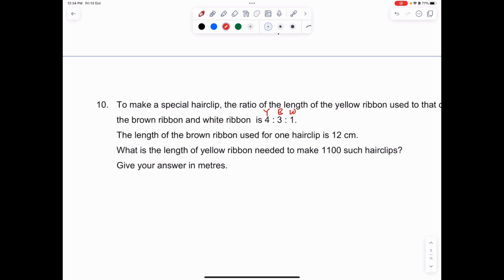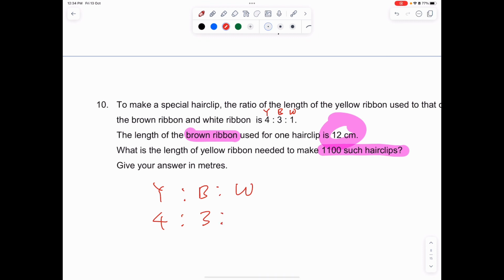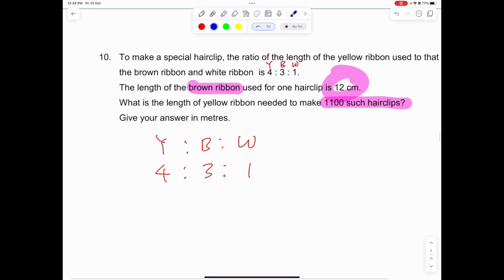Now the length of the brown ribbon used for one hair clip is 12 centimeters. What is the length of the yellow ribbon used to make 1100 such hair clips? Okay, so first we need to know what is the real amount. The real amount to make one hair clip, for brown ribbon, is 12 cm. So let's write this out. Yellow is to brown is to white, 4:3:1.